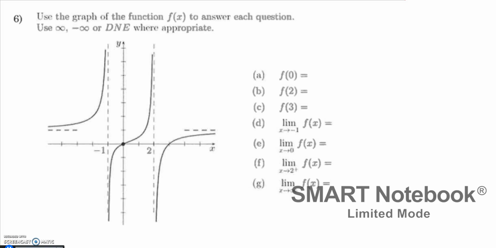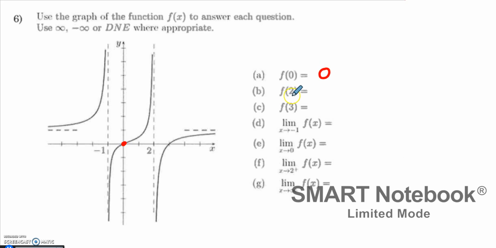We're going to start here with number 6. Use the graph to answer each question. Use infinity, negative infinity, or DNE where appropriate. So the first thing we want to do is find f of 0. So we're trying to find the exact y value at 0. So if I look at my x value of 0, the y value that exists there is also 0, because it's at the point (0, 0).